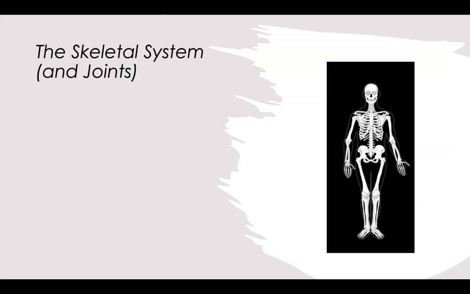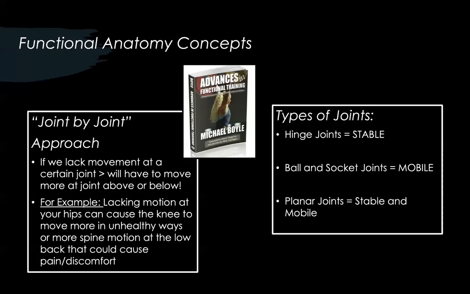Okay, so let's talk a little bit about our skeletal system and the joints, so where bones come together. So what I want you to keep in mind is these functional anatomy concepts. And one particular concept, called the joint by joint approach, comes from an individual by the name of Michael Boyle, who's a strength and conditioning specialist. And he has this book called Advances in Functional Training.